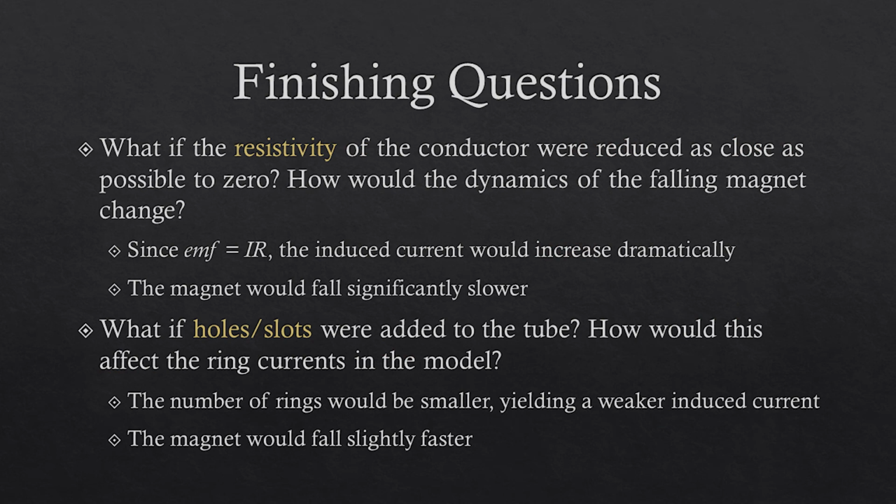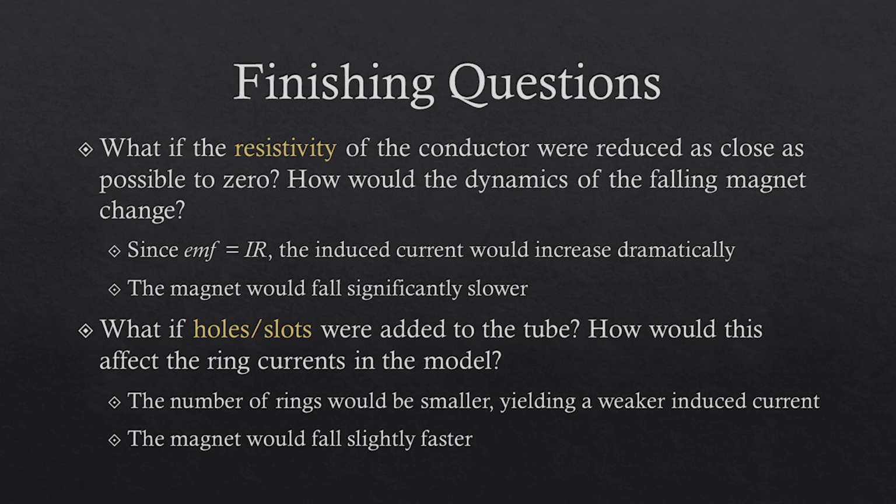And we'll take a look at some quick finishing questions. What if the resistivity of our conductor were reduced as close as possible to 0? Since our EMF is the product of current and resistance, reducing this resistance as close as possible to 0 would cause a sharp increase in the induced current. As a result, the magnet would fall significantly slower because the force pushing up against the magnet due to the induced current would be stronger.